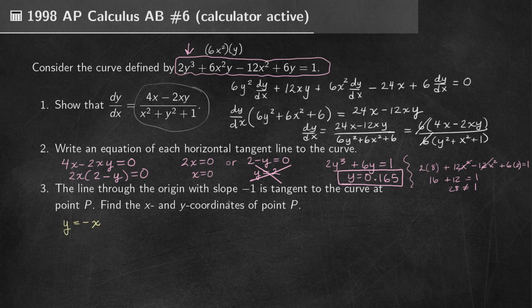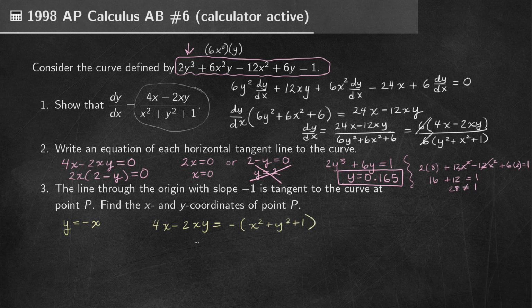We also have the fact that the slope is -1. So the slope of our curve is -1 because the slope of the tangent line and the slope of the curve are the same at the point of tangency. So we know our derivative is equal to -1, and our derivative is a fraction. The only time a fraction is going to equal -1 is when the numerator and the denominator are opposites of one another. So now I know 4x minus 2xy equals the opposite of x squared plus y squared plus 1.